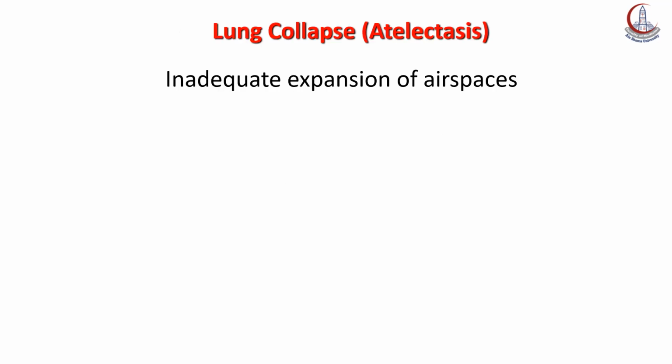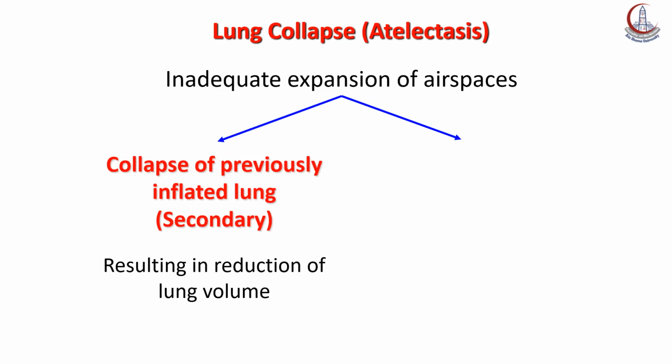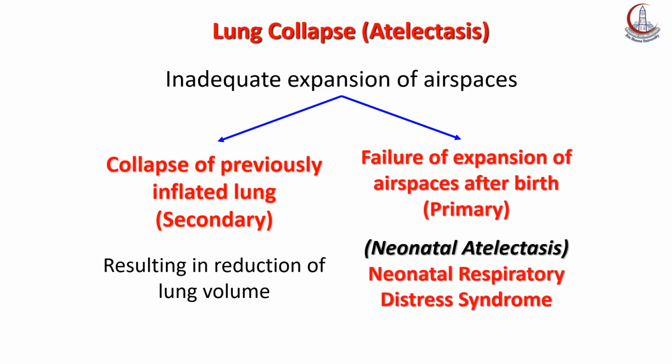The definition of lung collapse is inadequate expansion of air spaces. We have two types: collapse of previously inflated lung due to other causes, we call it secondary, or failure of expansion of air spaces after birth. This is the primary type, we call it neonatal atelectasis.